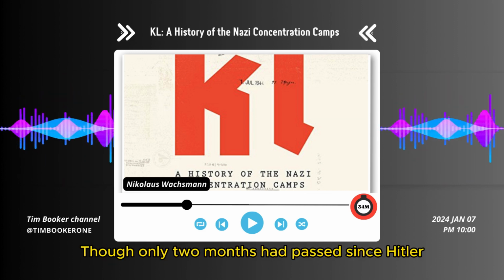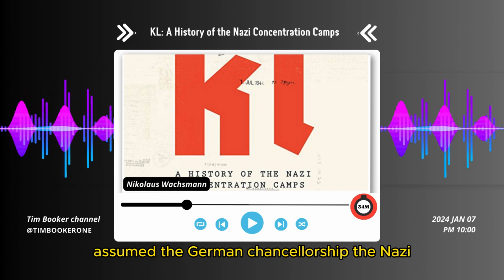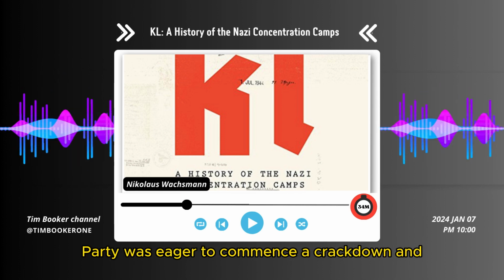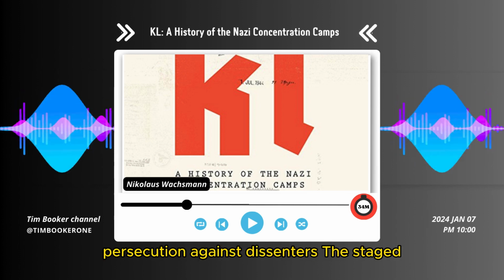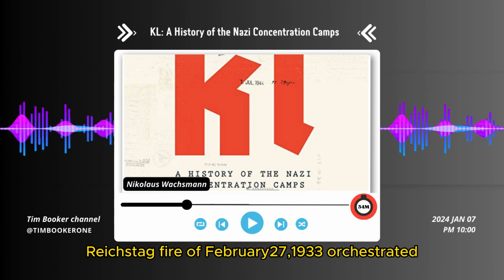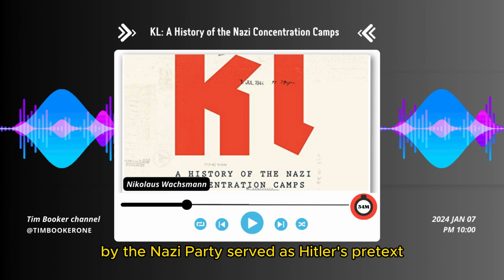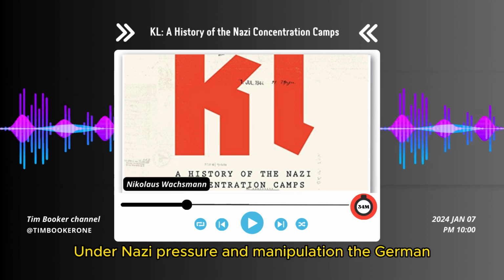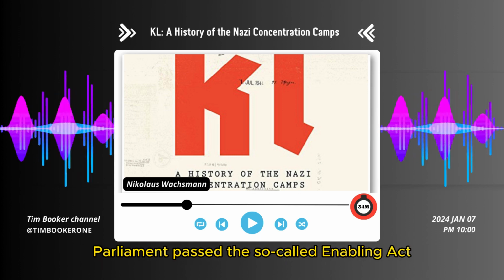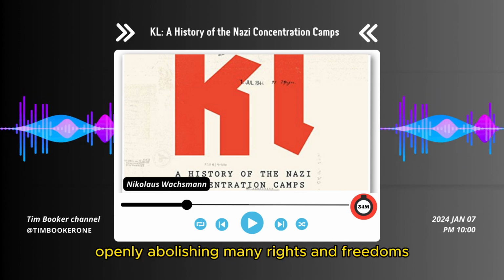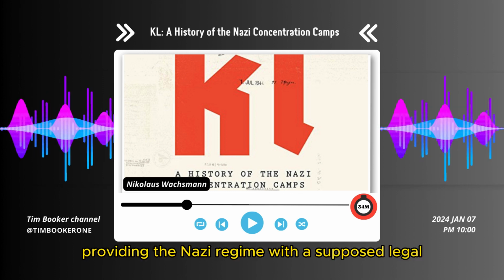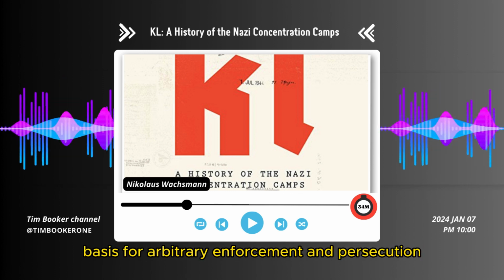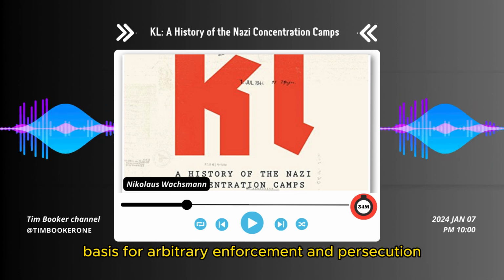Though only 2 months had passed since Hitler assumed the German chancellorship, the Nazi Party was eager to commence a crackdown and persecution against dissenters. The staged Reichstag fire of February 27, 1933, orchestrated by the Nazi Party, served as Hitler's pretext. Under Nazi pressure and manipulation, the German parliament passed the so-called Enabling Act, openly abolishing many rights and freedoms granted by the Weimar Republic's constitution, providing the Nazi regime with a supposed legal basis for arbitrary enforcement and persecution.